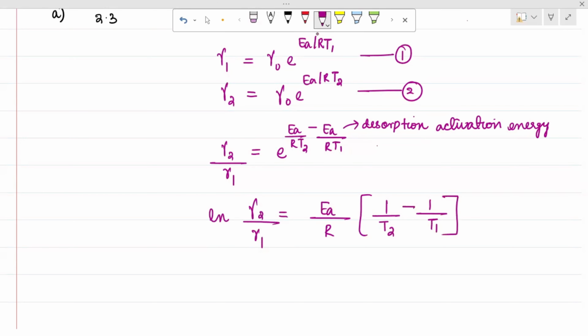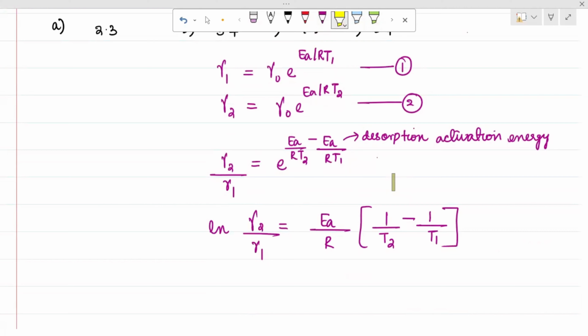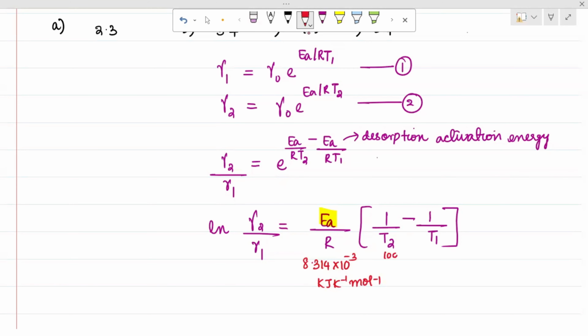Easy. Now see what is given in the question. You have to find the desorption activation energy in kilojoules per mole. So if you have to find it in kilojoules per mole, the unit of R that you'll be putting will also be in kilojoules per mole: 8.314 into 10 to the power minus 3 kilojoules per Kelvin per mole. T2 is 1000 Kelvin, T1 is 600 Kelvin, and then gamma 2 by gamma 1.